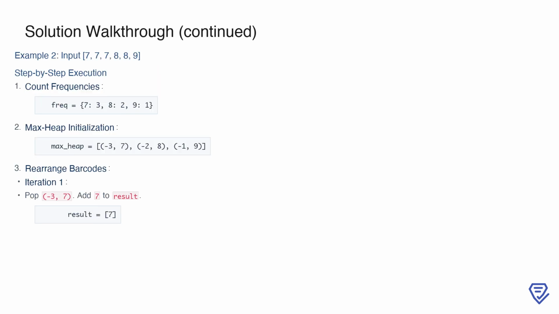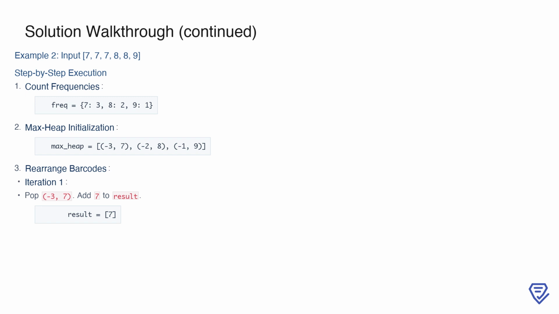Now, let's consider another example with input 7, 7, 7, 8, 8, 9. The first step is to calculate the frequency of each barcode, resulting in 7: 3, 8: 2, 9: 1. Using these frequencies, we initialize a max heap as (-3, 7), (-2, 8), (-1, 9).